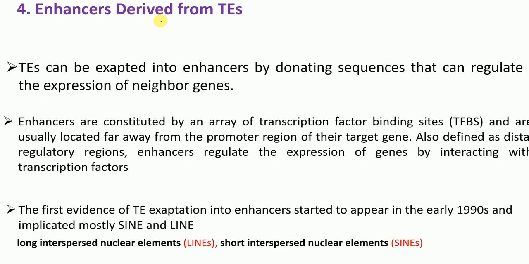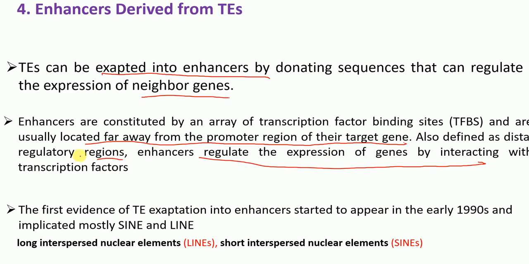Another is enhancers derived from transposable elements. So transposable elements can be accepted into enhancers by donating sequences that can regulate the expression of neighboring genes. Enhancers are constituted by an array of transcription factor binding sites and are usually located far away from the promoter region of their target gene. They are located really far away, and they are also defined as distal regulatory regions. Enhancers regulate the expression of genes by interacting with transcription factors. So they interact with the transcription factors and regulate the expression of genes, right?